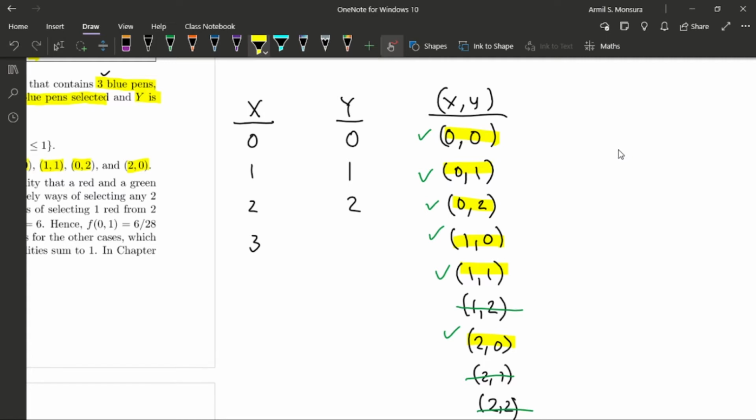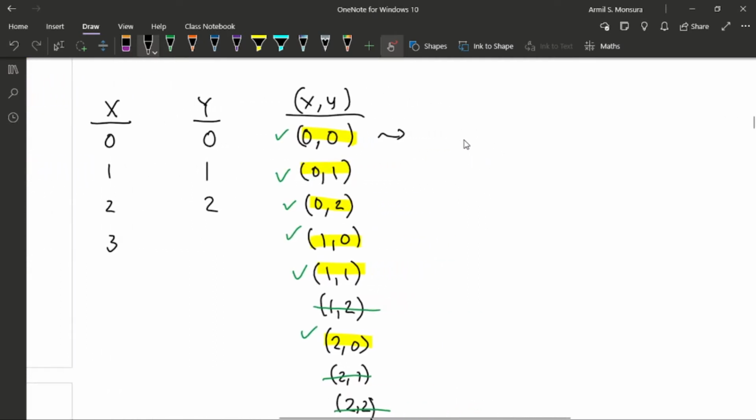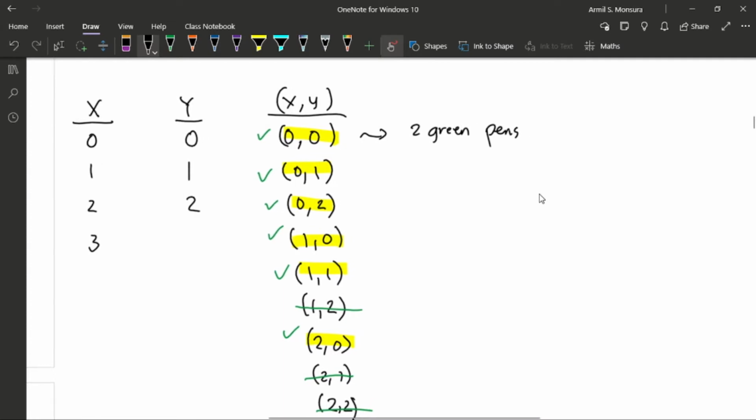Again, we have to pick 2 pens out of 8. Okay? So then we have to pick a certain number of a color of your pen out of the number available for that color. For example, in this scenario of 0, 0 as an outcome, it means that you have chosen two green pens.